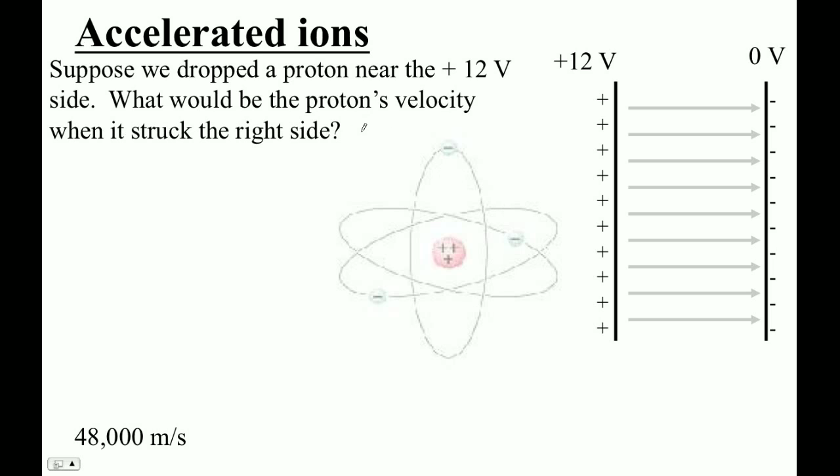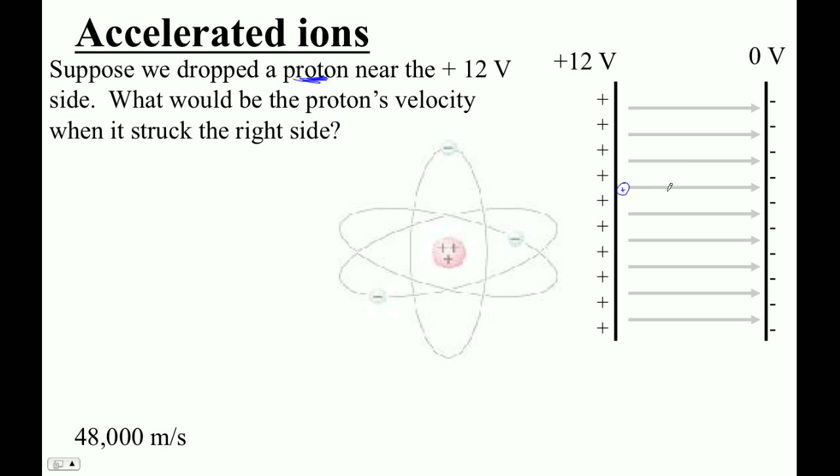Let's talk a little bit about accelerating ions. Ions are just charged particles. So a proton is an ion, and an electron would be an ion. So it would be like an iron +3 atom, right? Okay. And so if we drop a proton near the +12 volt side, right here, right?